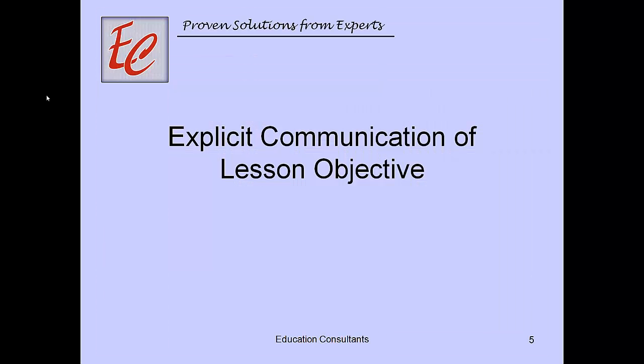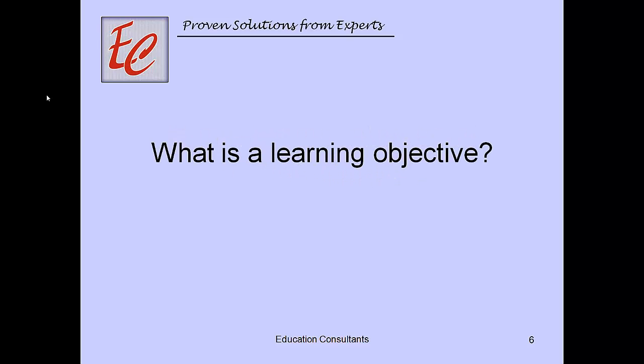Now we'll talk for a few minutes about the 4 variables that are looked for in the explicit communication of the lesson or learning objective CTA. First of all, let's ask the question, what is a learning objective?